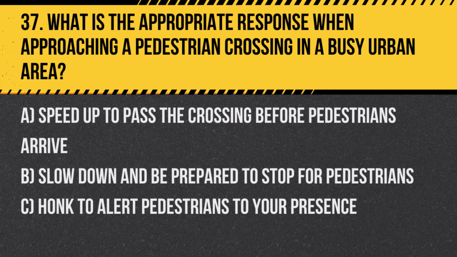Question 37. What is the appropriate response when approaching a pedestrian crossing in a busy urban area? A. Speed up to pass the crossing before pedestrians arrive. B. Slow down and be prepared to stop for pedestrians. C. Honk to alert pedestrians to your presence. Answer. B. Slow down and be prepared to stop for pedestrians. Always yield to pedestrians at crossings.